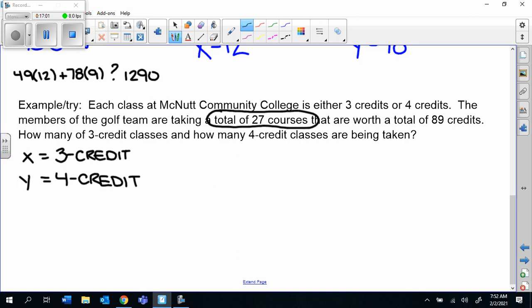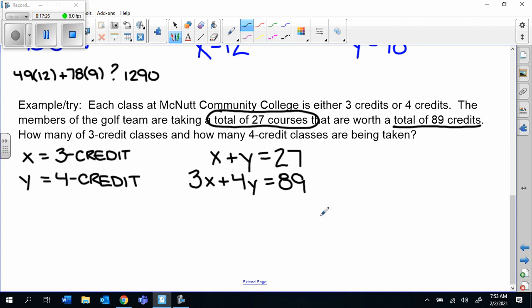And we know they add up to 27. So X plus Y equals 27. We know they take a total of 89 credits. Every X is worth 3 credits. So instead of money here, we're talking about credits. Every Y is worth 4 credits. And it's a total of 89 credits. No decimals here, which is kind of nice.